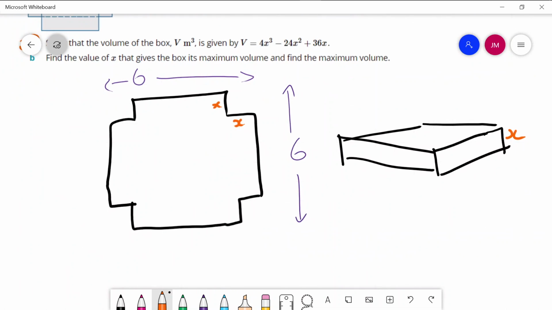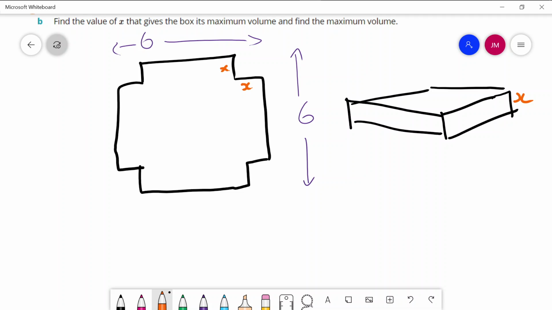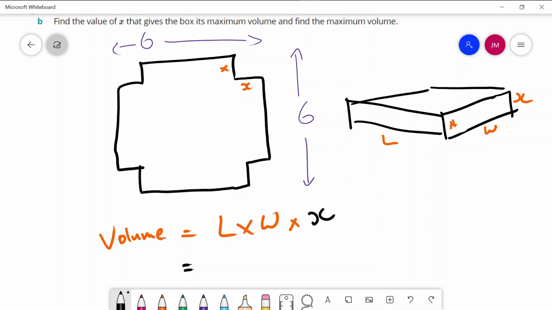We've got lengths here. The volume of a rectangular prism is going to be length times width times height. So length, width, height, it doesn't matter what we call them, because they're all multiplying, it's commutative. So the order doesn't matter. So length times width times height, we know the height's already x. So that tells us one of those is x. And we want to find L and W in terms of x.